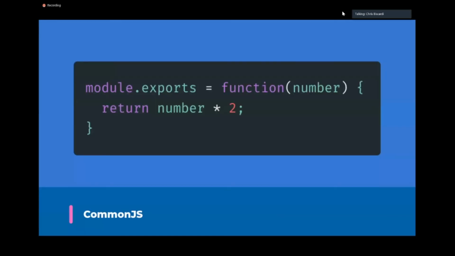So if you've never seen CommonJS, this is what CommonJS looks like. It's a module.exports equals whatever. There are a couple different ways to write this. This is just a simple function that multiplies a number by 2.